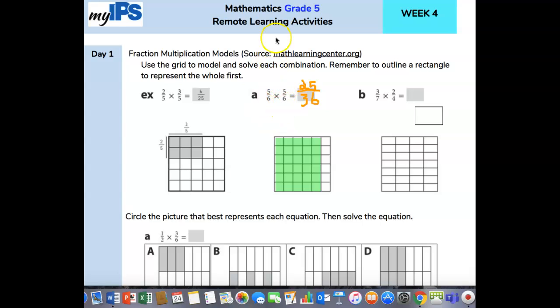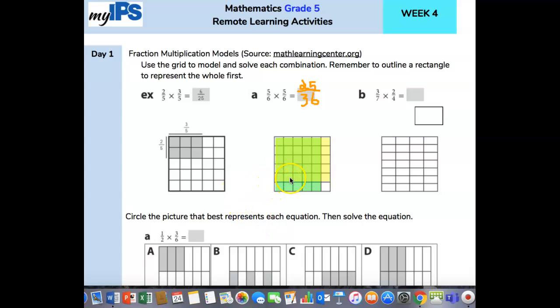Now we have to look at this 5/6, and we're going to change to a different color. Let's do yellow, and we're going to go this way. 1, 2, 3, 4, 5, 6. So we're going to go 1, 2, 3, 4. 1, 2, 3, 4, 5. So we're going to go here. This way. Okay. Now, the part that they both have shaded is the answer.